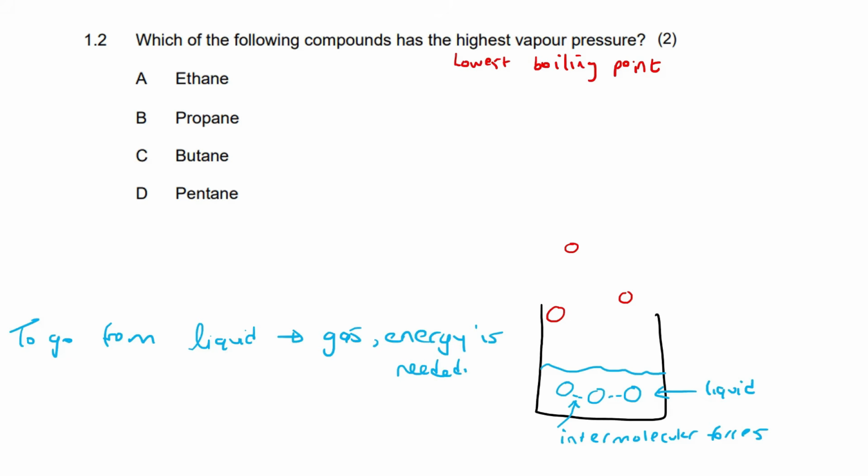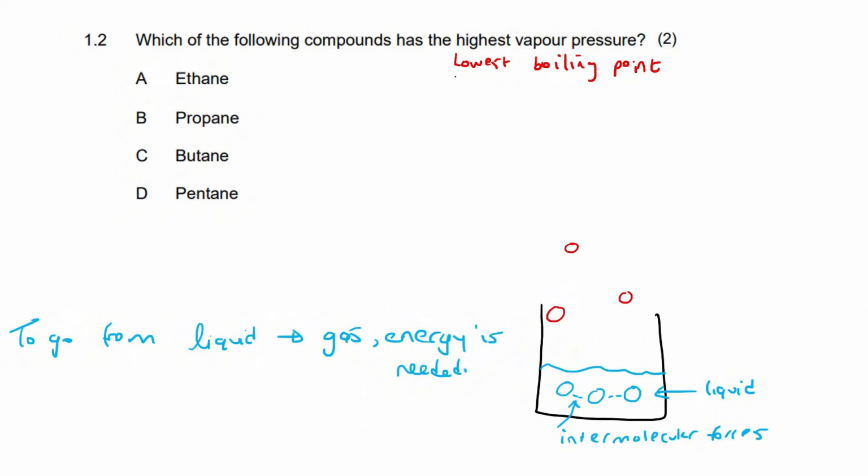Temperature is like your heat energy. So in the room that you are in right now, there is energy, there's a temperature that you can feel that's maybe 18 degrees Celsius. So if something has a very high boiling point, it means that the temperature needed to cause it to go from a liquid to a gas is very high. And if something has a very low boiling point, it means that it doesn't need that much energy in order to convert it from a liquid to a gas.